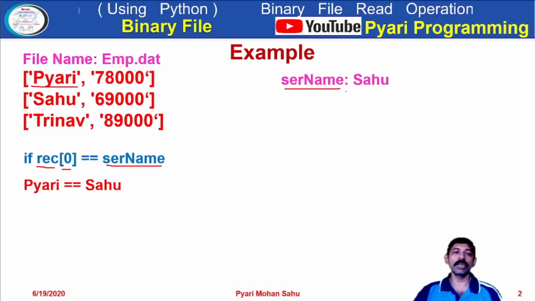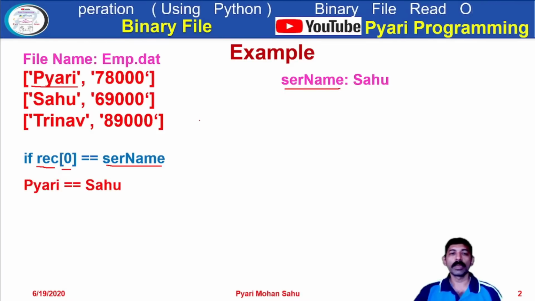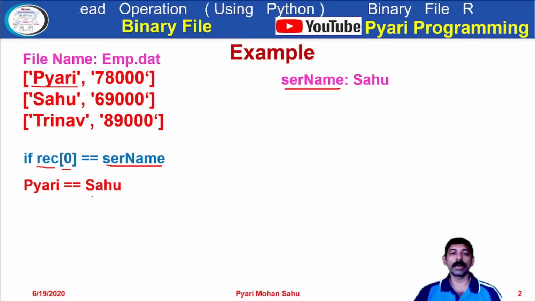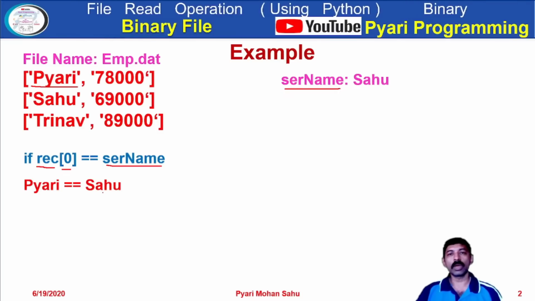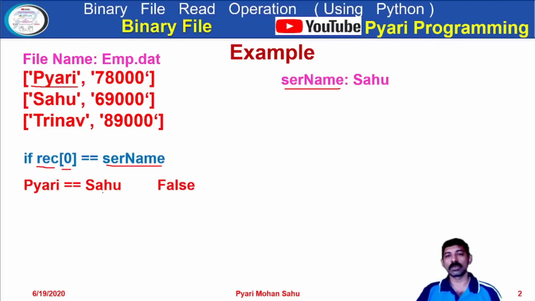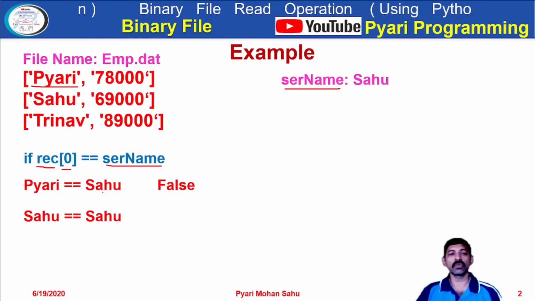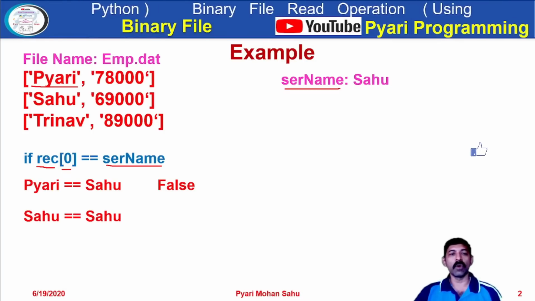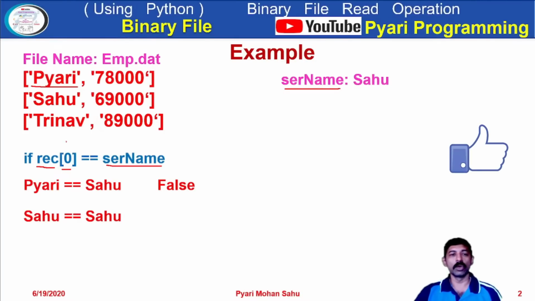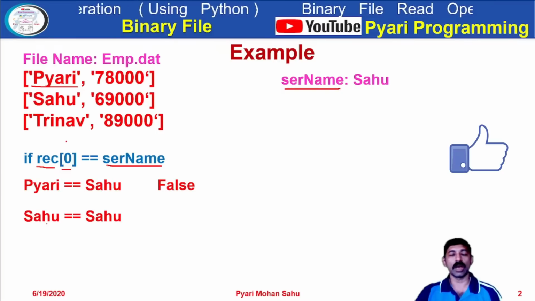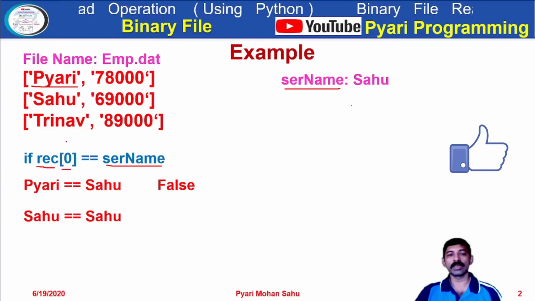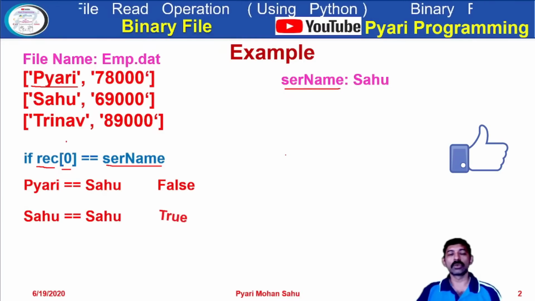Now REC[0] contains Pyari and the search name entered by the user is Sahu. Both are not equal, so it is false. Now I will search the next one, the next record, again at the 0 position. It contains Sahu, and the user has entered Sahu. Both are equal, so it is true.